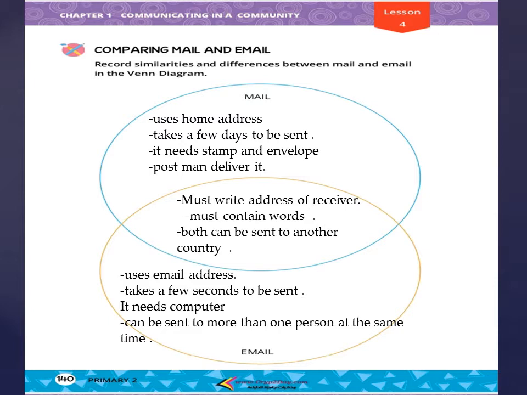Number four, postman deliver it. Who takes the mail and delivers it? The postman.